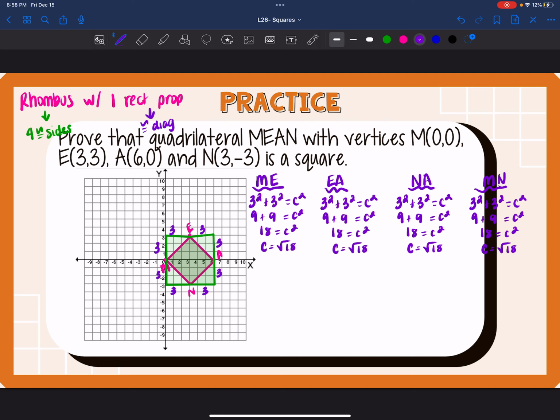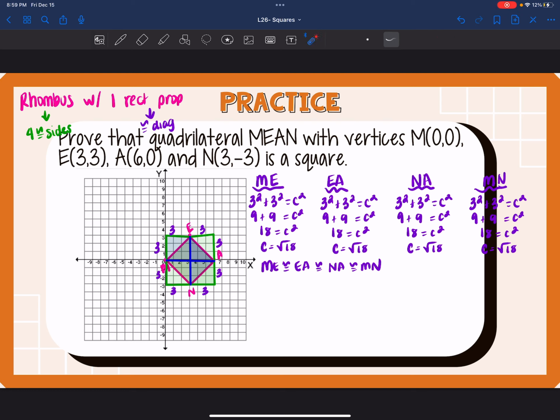So, I'm going to say ME is congruent to EA, which is also congruent to NA, which is also congruent to MN. So this is a quadrilateral with 4 congruent sides, therefore I have a rhombus. Now, I need to discuss my diagonals. So here's my diagonal here. Here's my diagonal here.